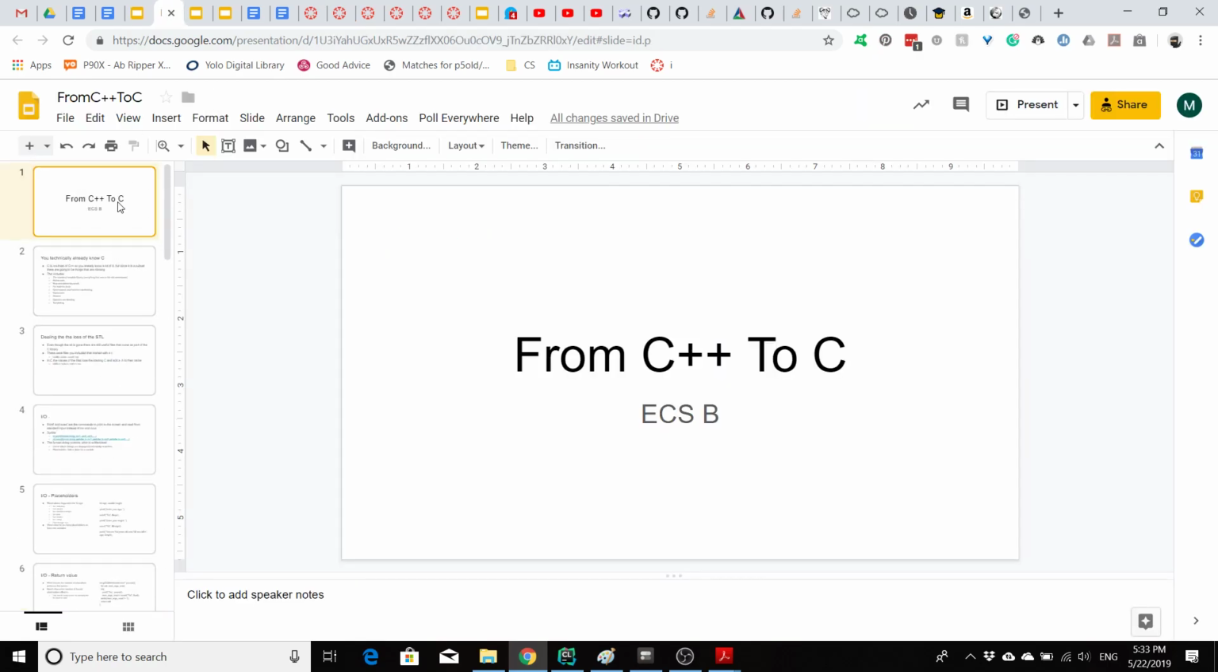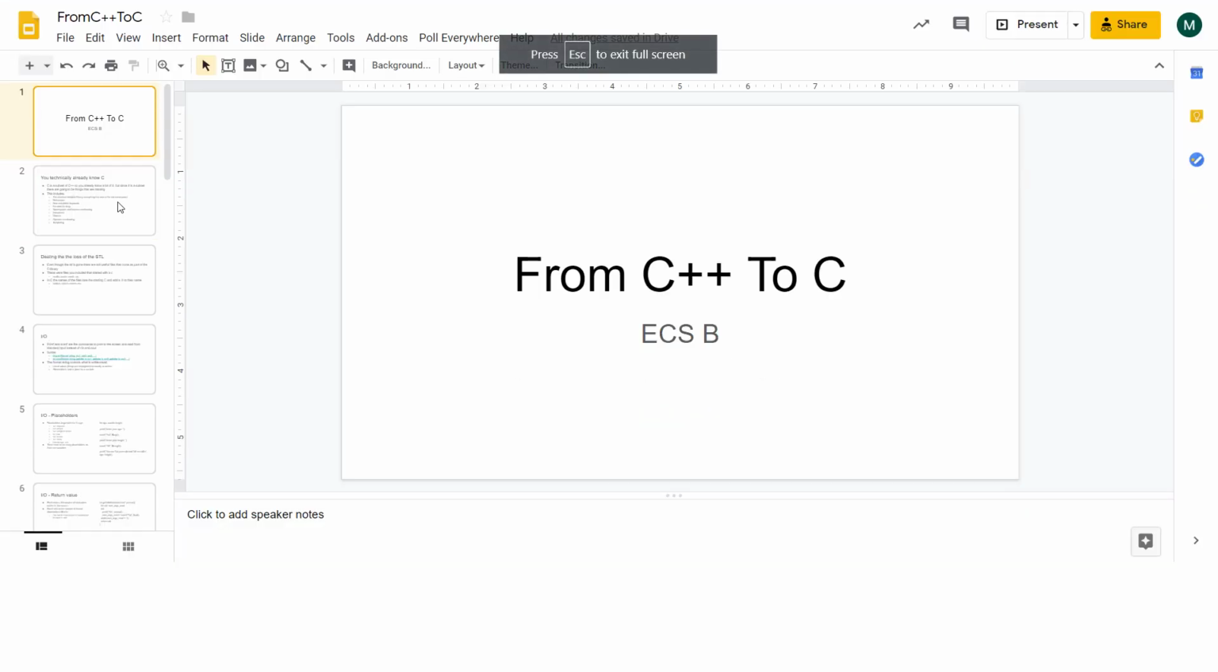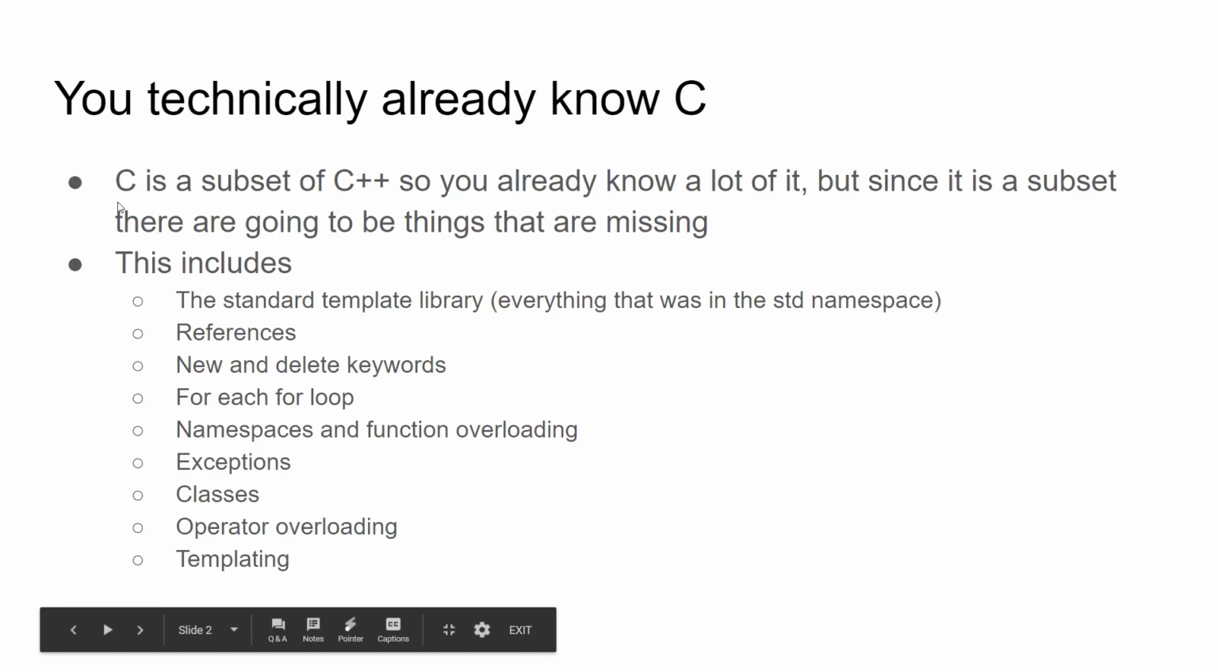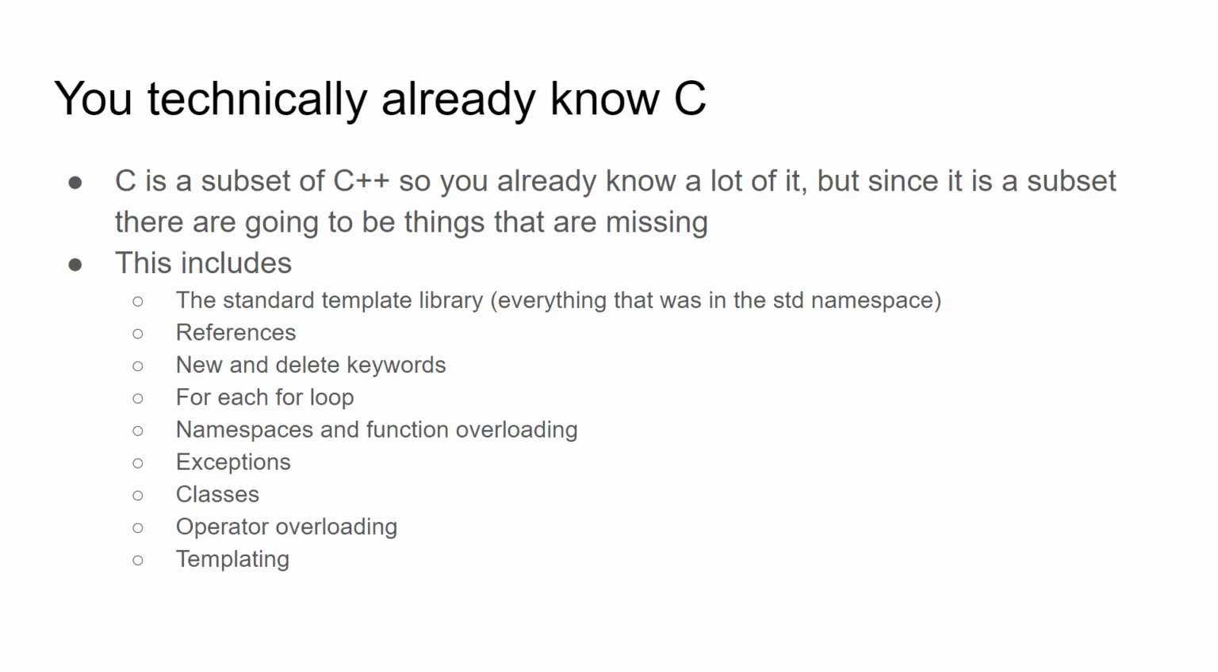So if you thought moving from Python to C++ was bad, moving from C++ to C is probably a little bit worse. C is actually a subset of C++, so you already know a lot of it, and you can be happy about that. But since it's a subset, there's going to be some stuff that's missing. The things that are missing are the standard template library. So everything that started with std::, that's gone. We cry, right? No vectors, no maps, no sets, no strings, no anything. That's all gone. There are no more references, only pointers.